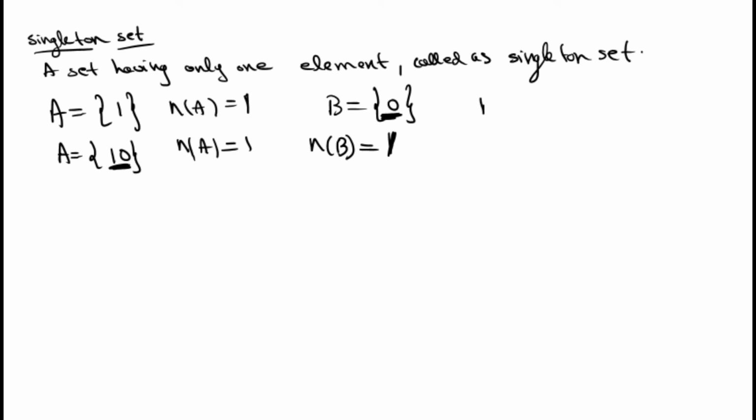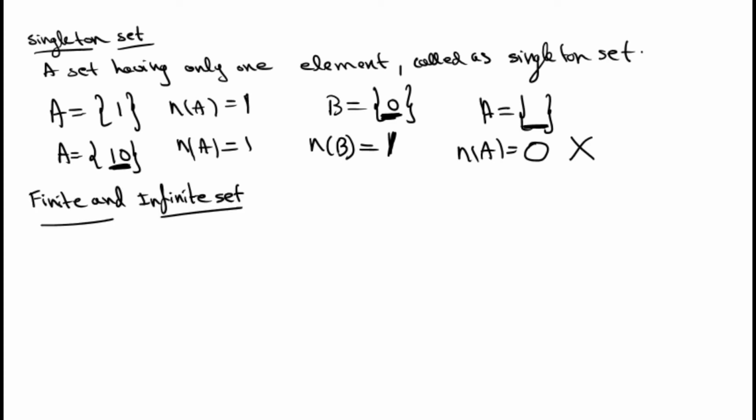Or take set A is equal to like this, empty set. What is n of A? Number of elements in the empty set, it is 0, right? So it is not an example for singleton set. Set having only one element, we call it a singleton set. Here the set has no element. No element means we call it an empty set.